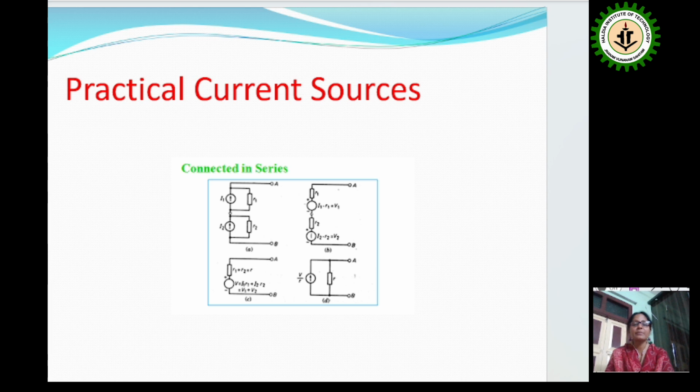After that, convert that particular voltage source into its equivalent current source by applying Ohm's law. Then we can convert two current sources that are connected in series into a single current source.